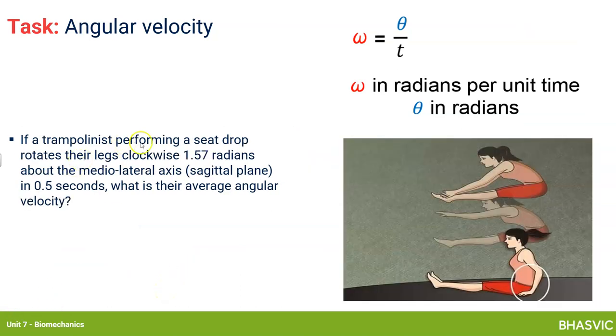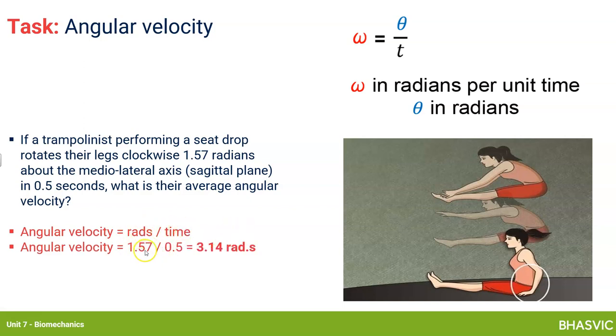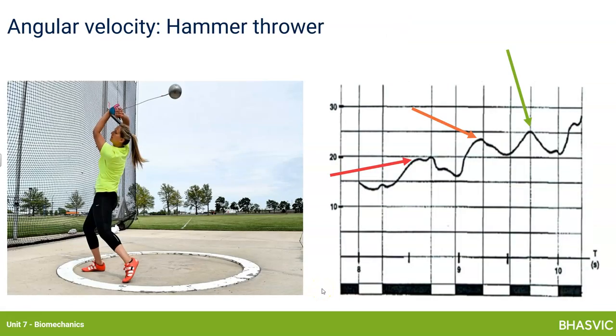Here's another example. A trampolinist does a seat drop. They obviously change the angle at their hips. They rotate their legs clockwise, 1.57 radians about the medial lateral axis in the sagittal plane. So they flex at the hip. That's how much they change that angle, and it takes them half a second to do it. What's their average angular velocity? So the rads over the time taken, 1.57 over 0.5, is 3.14 rads per second angular velocity.